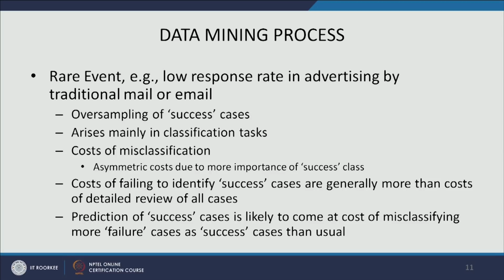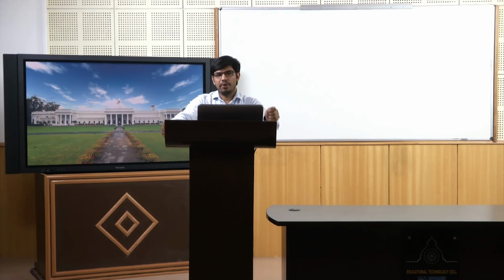So, therefore, eventually the model that you build might end up identifying many failure cases also as success cases. So, therefore, this is going to be more than usable. Usually if you have a 50-50 case of success cases and failure cases, your accuracy can be on the lower side, but in this case error would actually increase, but the purpose is to identify success cases to increase the profit.